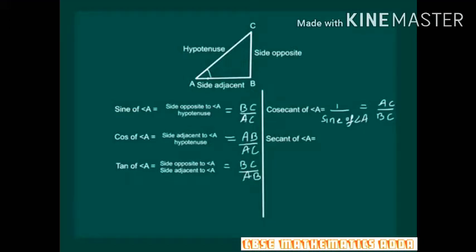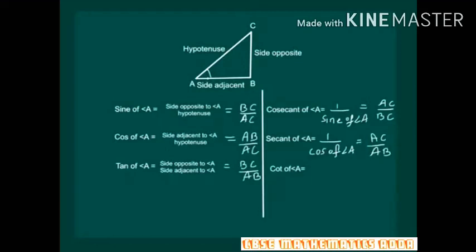Next ratio, the secant of angle A, and this is the reciprocal of the cos of angle A. So 1 by cos of angle A equals secant of angle A. So what is 1 by cos of angle A? That is simply hypotenuse divided by side adjacent to angle A. So this equals AC divided by AB, that is secant of angle A.